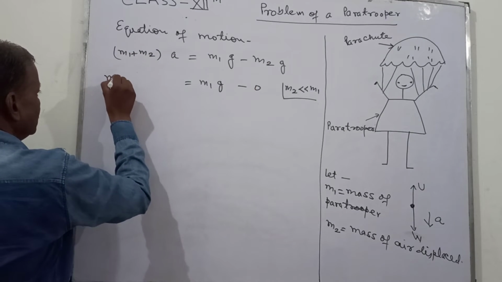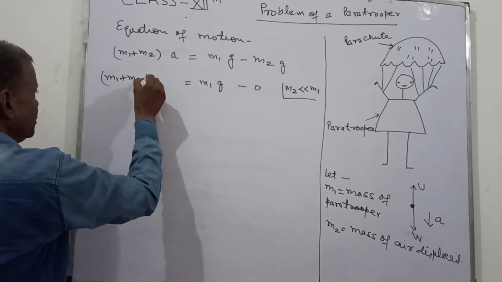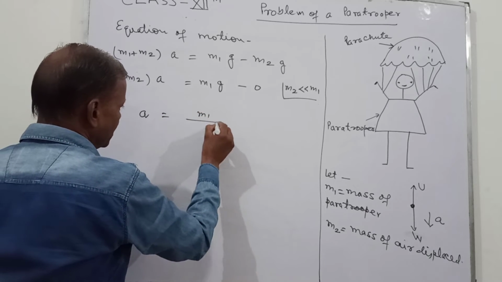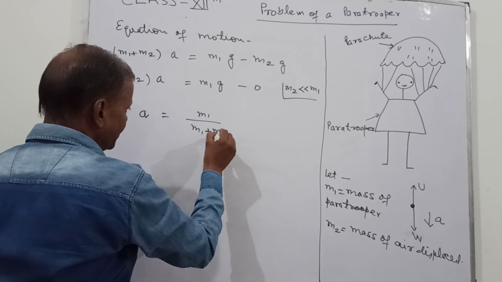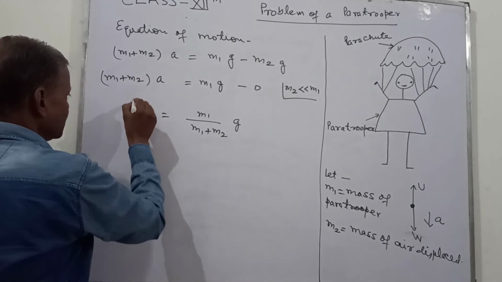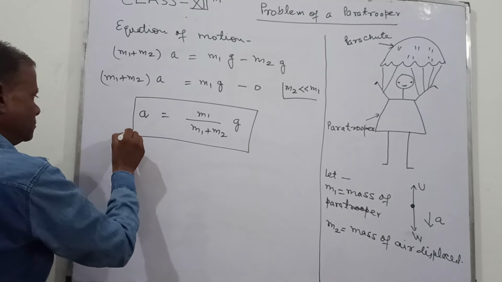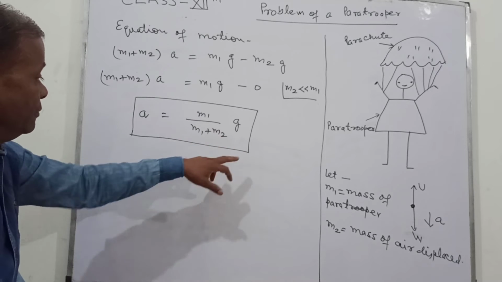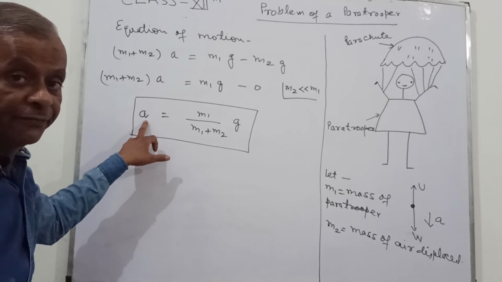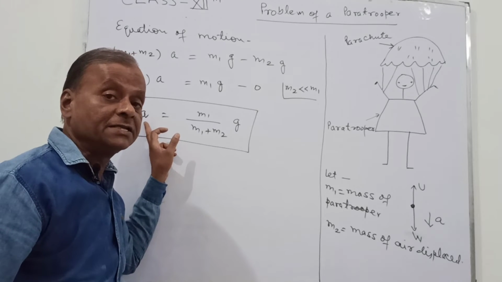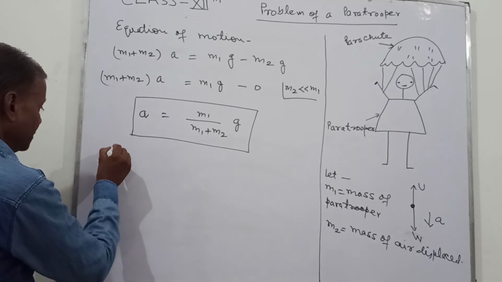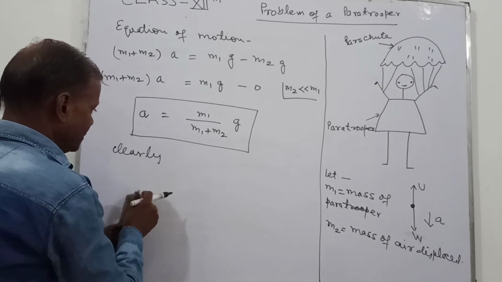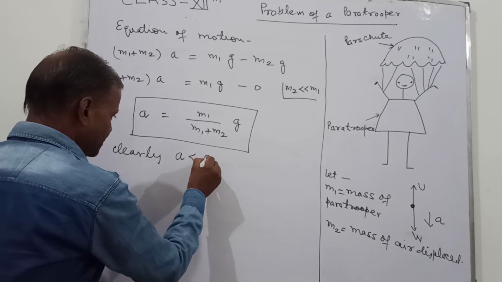So (m1 plus m2) into a equals m1g. So this a is equal to m1 upon (m1 plus m2) into g. This is the acceleration. If we know the values of m1, m2 and g, then we can calculate the value of a, and from here you find that a is clearly less than g.